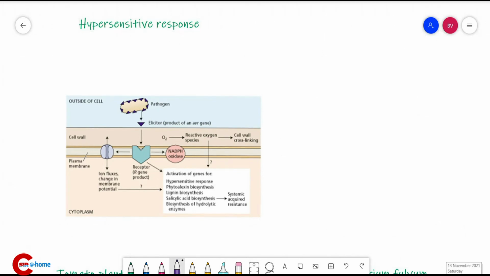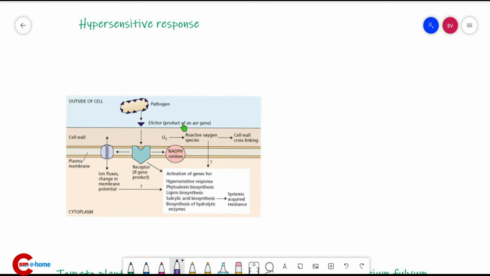Then the hypersensitive response. What is it? It is a physiological defense mechanism, similar to pathogenesis related proteins. It is used by plants to repel attacking pathogens.